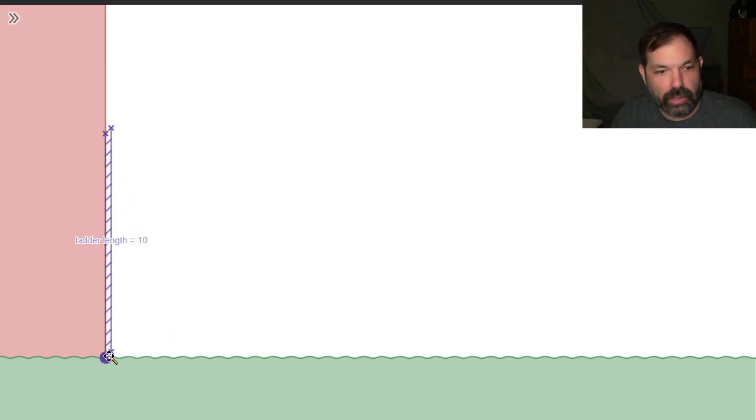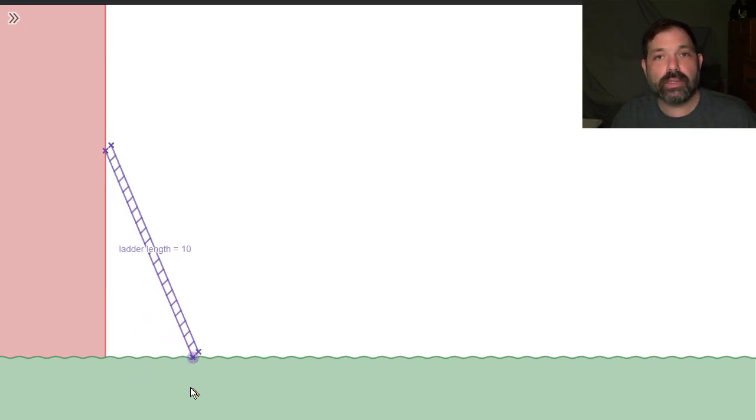And so then the idea is, at a certain moment, at this moment, how are the two quantities related? So if we think of the distance here between the base of the ladder and the wall, and if we think of the distance between the top of the ladder and the wall, how are they related? And then how are their rates related?